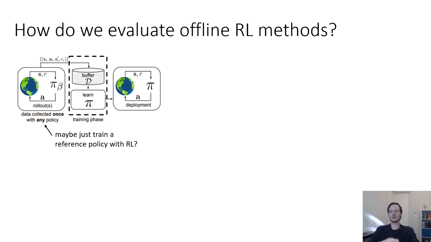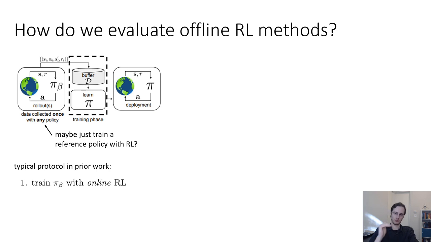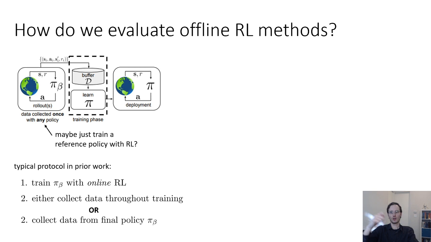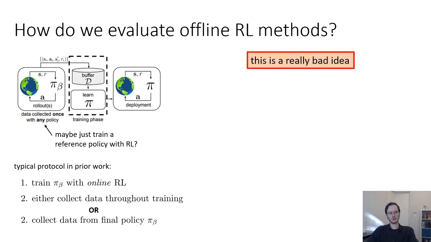So maybe one thing we could do is we could collect some data using some online RL algorithm and then use it to evaluate offline RL. This is actually pretty typical in prior work. You train a policy with online RL, and then you either collect data throughout training or you take data from the final policy. I'm going to claim that this is a really bad idea, that this is a really terrible way to evaluate offline reinforcement learning methods, and if you're doing research in offline RL, you should not use data sets that have just this kind of data.